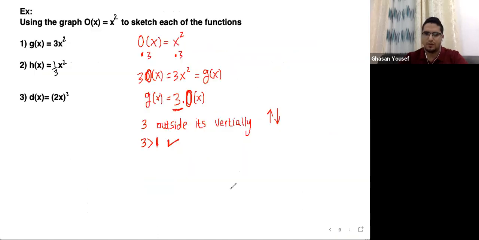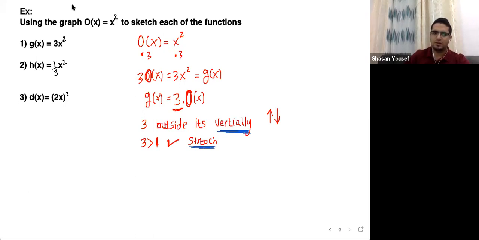Okay, no problem. So the 3 is greater than 1. This means stretch. You have to know it's outside, which means vertically. This is number 1, very important. And 3 greater than 1 means stretch. Okay, so I get vertical stretching.